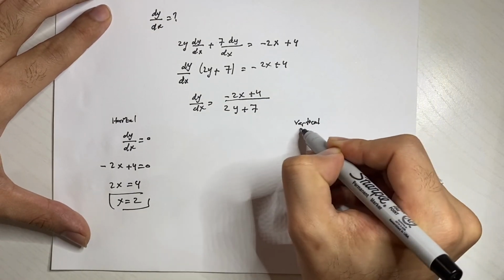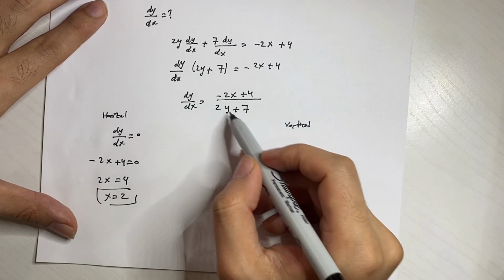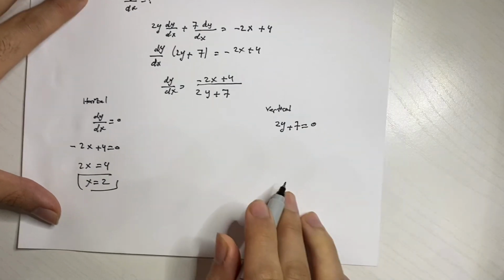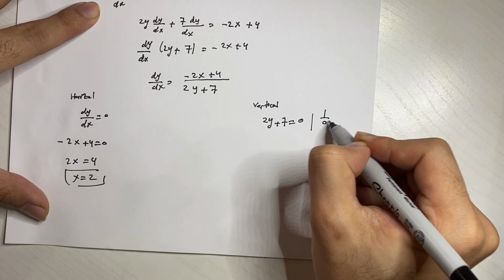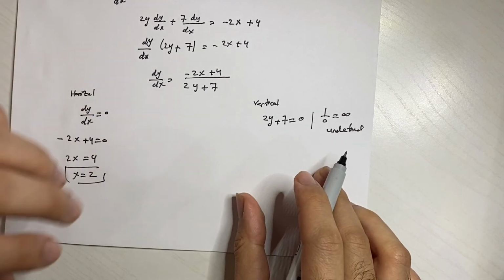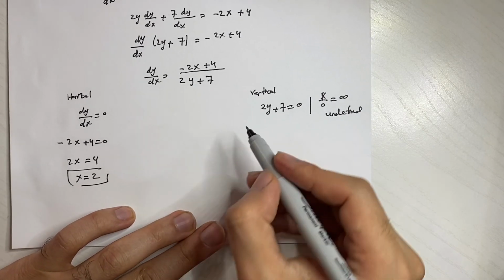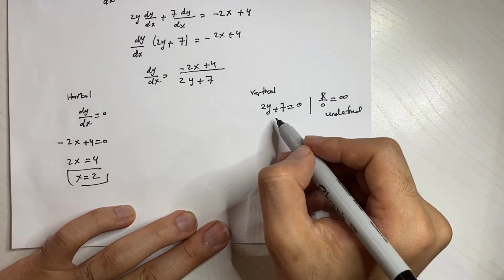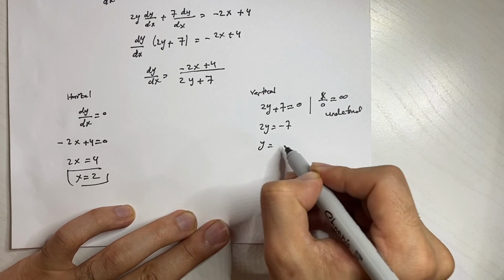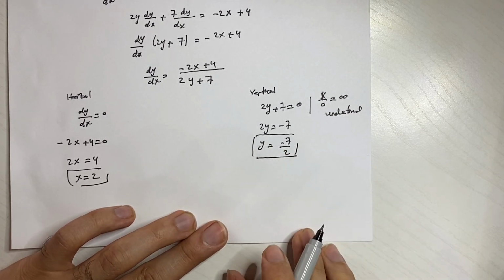Now the tangent line slope is going to be vertical when the bottom term is 0. Why? Because if we have a fraction with something over 0, it goes to infinity, or it's undefined. So now we just solve for y. It's going to be 2y plus 7 equals 0, and then y is going to be minus 7 over 2, and that is when the tangent line is vertical.